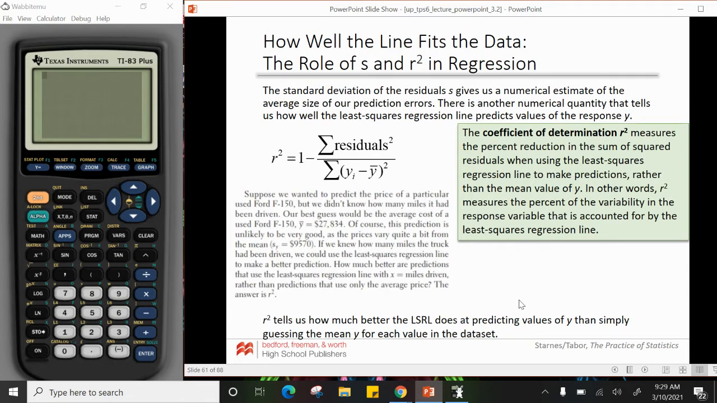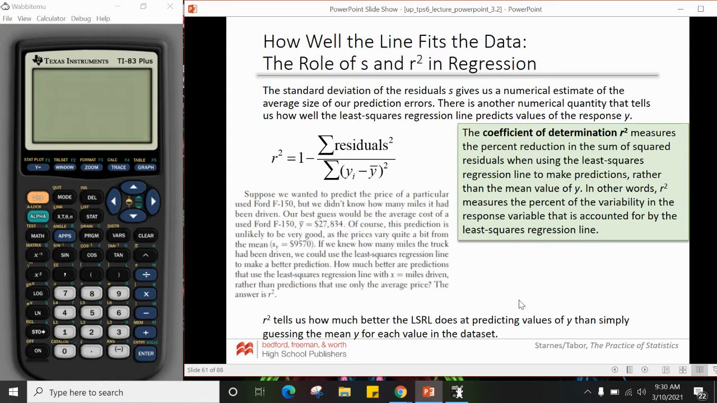The question says, suppose we want to predict the price of a particular used Ford F-150, but we didn't know how many miles it had been driven. So we don't know our X, so I can't plug X in. The best guess is just the mean value, right? Whatever the average value is going to be is probably our best guess. If you didn't know how much it's going to cost, let's just find the average and go from there. But of course, this prediction is not very good because the price varies quite a bit with the miles. Depending on how many miles it has is really going to influence this.